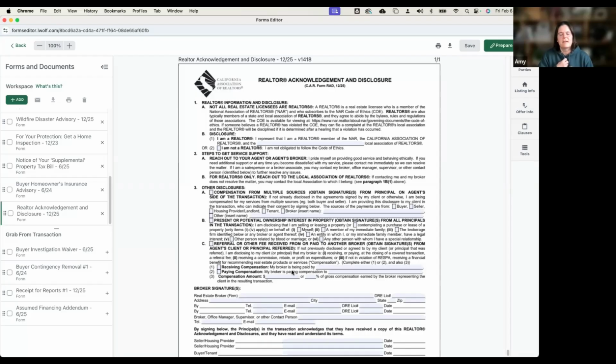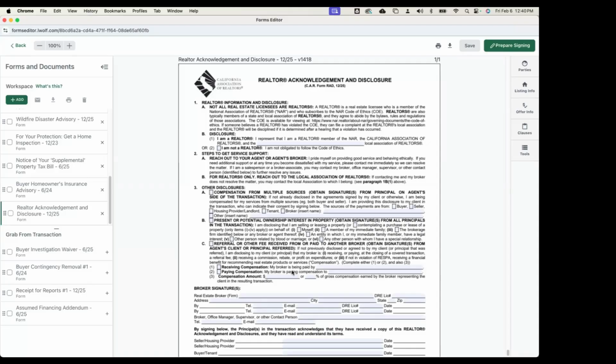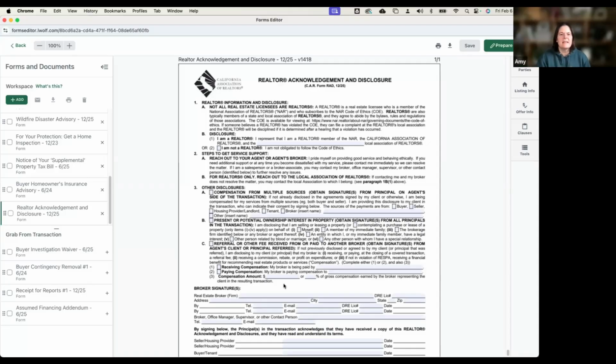Yeah, no. Okay. But for regular referral transactions. Correct. Okay. So yeah, fill it out. And if you're not receiving a referral fee, then we just don't check the box for section 3. And as far as compensation from multiple sources or referral fee received or paid to another broker, we just leave those blank. We're just filling out that top section disclosing that we're a realtor.